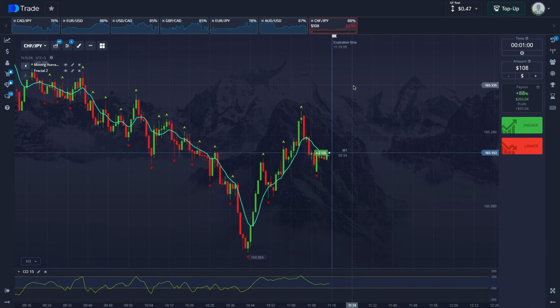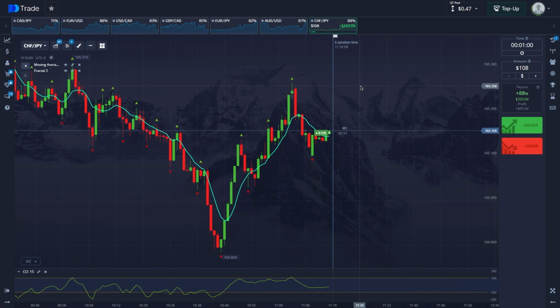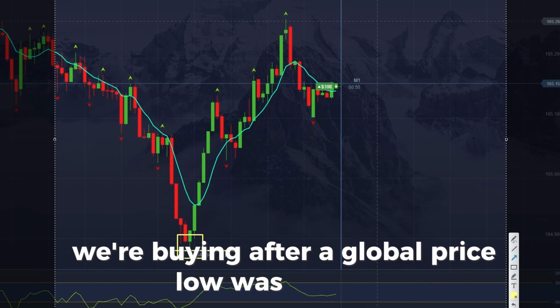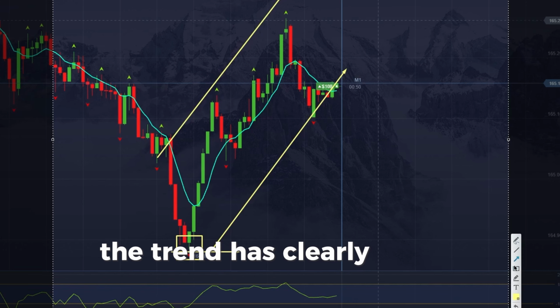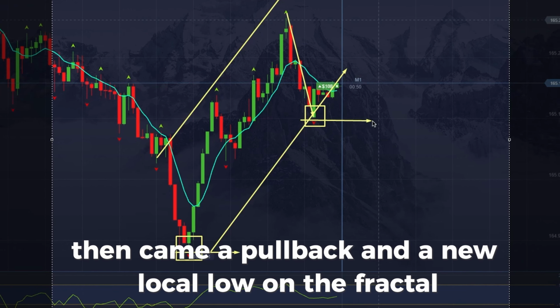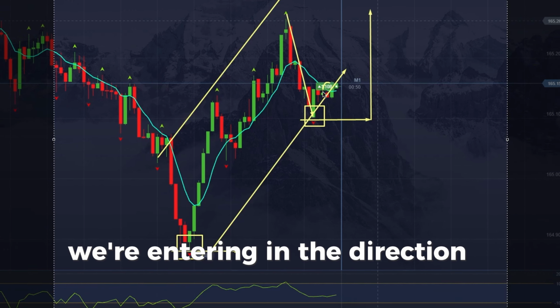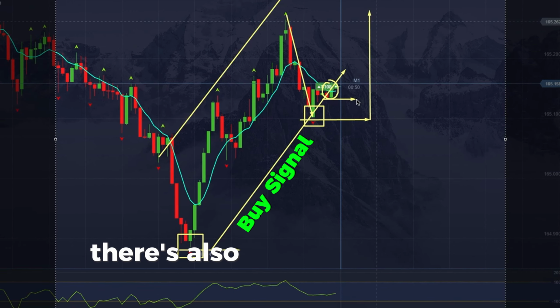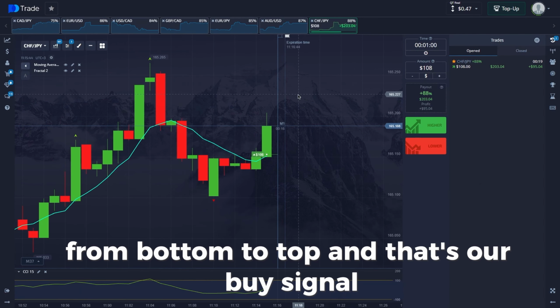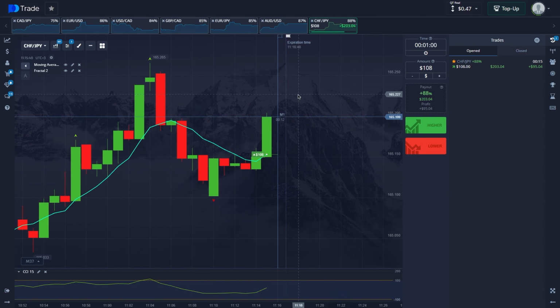Here we're opening a trade to go up. Following the current trend, we'll highlight the working area. We're buying after a global price low was updated. The trend has clearly shifted upward. Then came a pullback and a new local low on the fractal. We're entering in the direction of this upward trend. There's also a crossover of the moving average from bottom to top, and that's our buy signal. Let's watch how this trade closes.